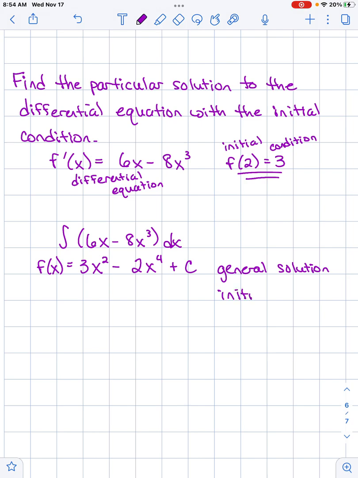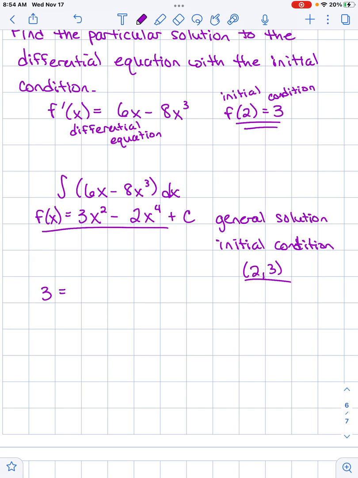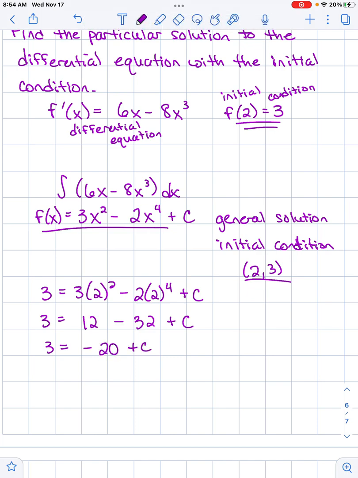All right, so the initial condition means that this condition is the point 2, 3. That means that this function must go through that point, so what value of c would make that happen? Well, we know the y value then is 3. We know the x value is 2. And we can use that to find c. Order of operations, 2 squared is 4. 4 times 3 is 12. 2 to the 4th, 2, 4, 8, 16. 16 times 2, that's 32. 12 minus 32 is negative 20. And if I add 20 to the other side, I get c is equal to 23.